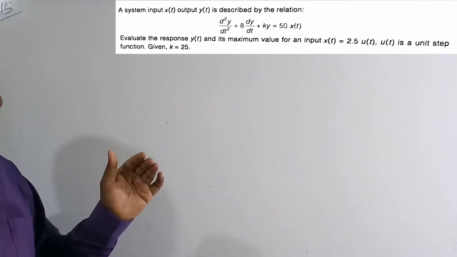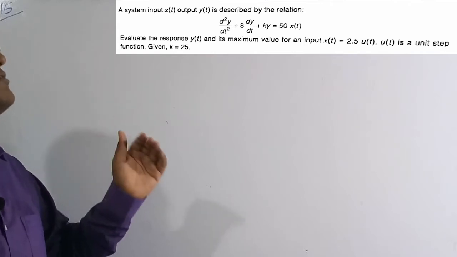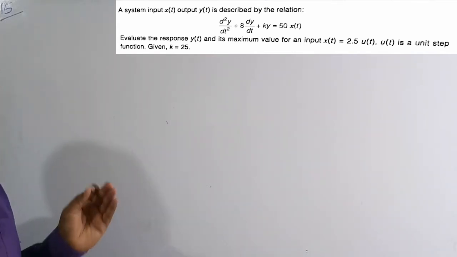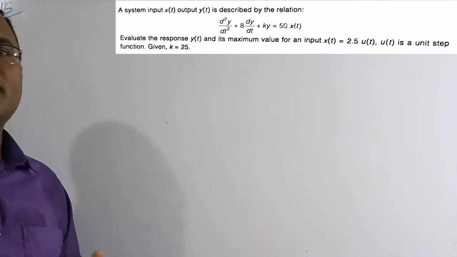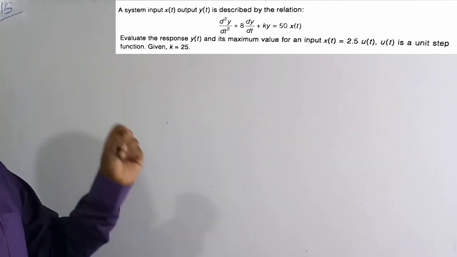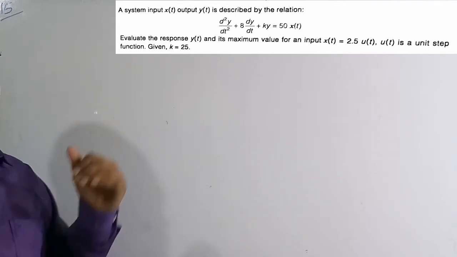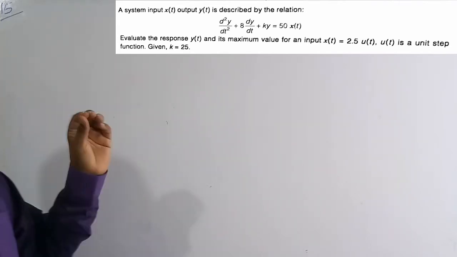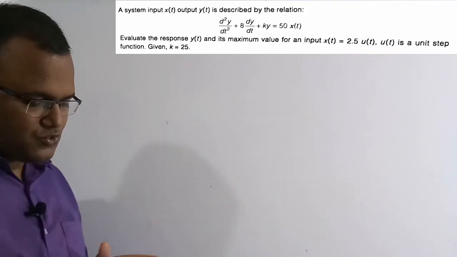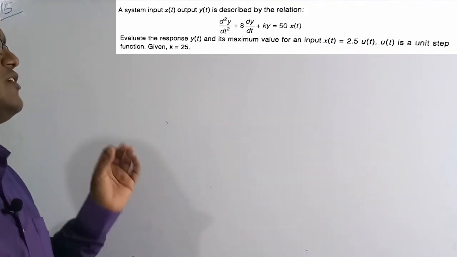So for these values we need to find the response of this function, meaning the time domain expression of y of t, and also we need to find the maximum value of this function. If you plot this y of t, then at some particular value of t we are going to get a maximum value of y of t. So that y max also we need to figure out. This question was given in IES 2015 for 10 marks. So let's solve this numerical.